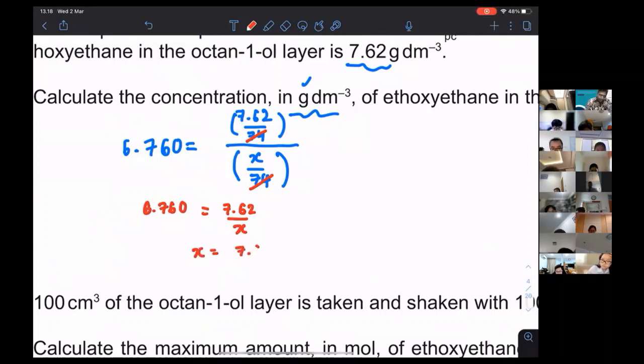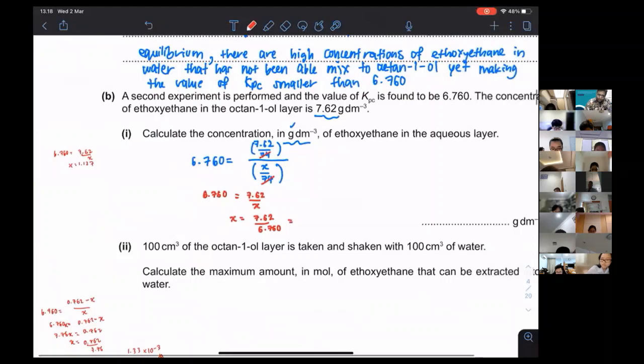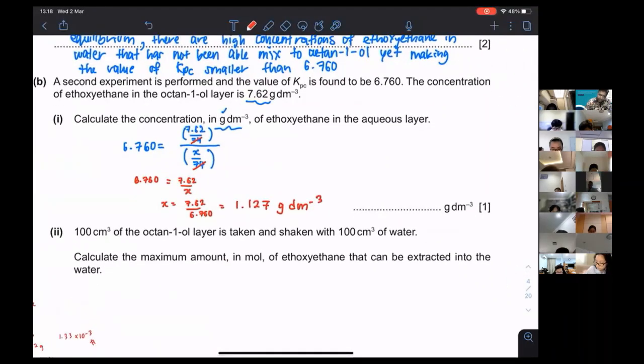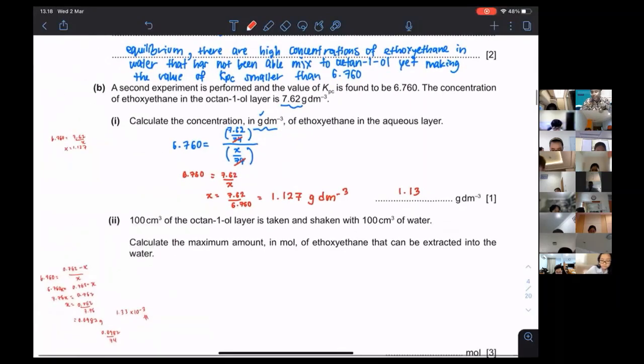So 7.62 divided by 6.760. You will get the answer, which is going to be 1.127 gram per dm cube. And I want the answer in 3 significant figures, so I will write down 1.13 gram per dm cube. Straightforward, so no need to worry so much about mole and so on.